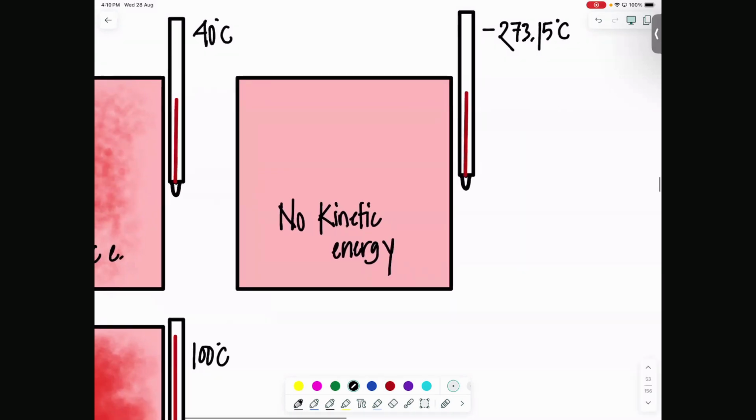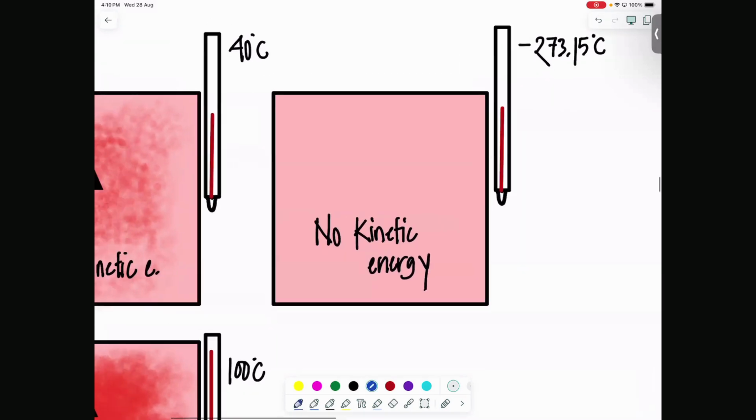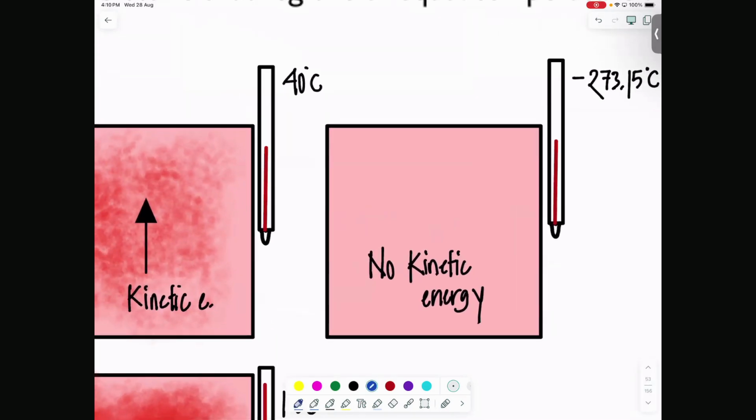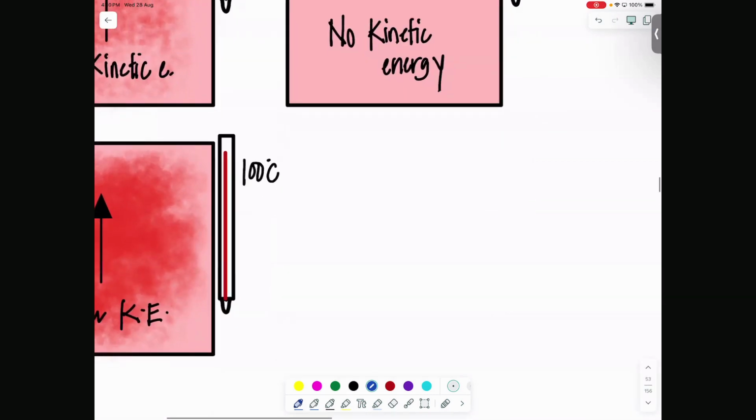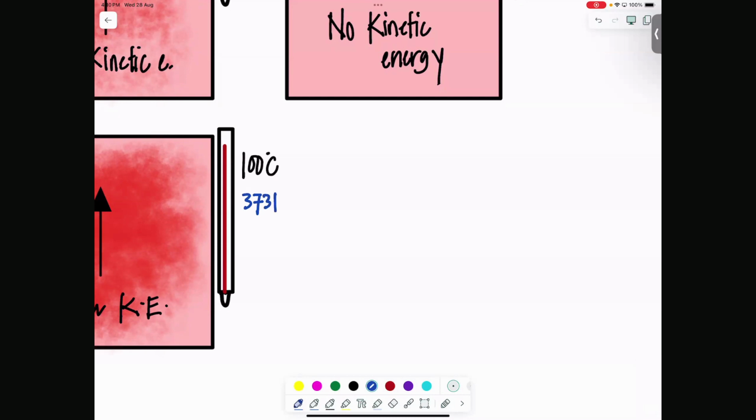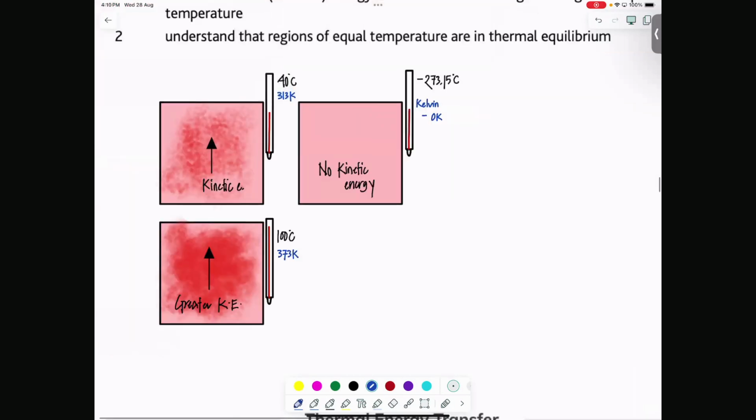Like no KE, no temperature, right? And that's when we realize that this degree Celsius is not really a good scale. We should rather use what? Kelvin, okay? And in the Kelvin scale, when there's no KE, what is the value? 0 Kelvin, okay? And this is going to be 313 Kelvin. And this one is 373 Kelvin.